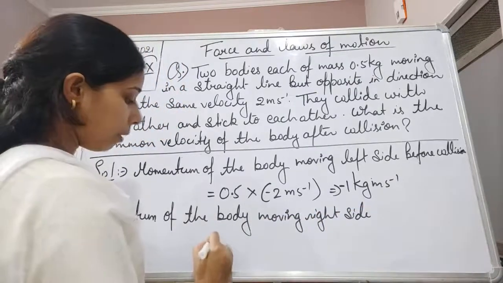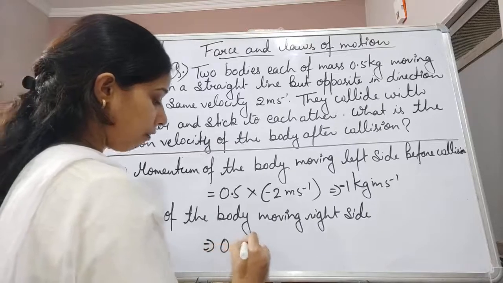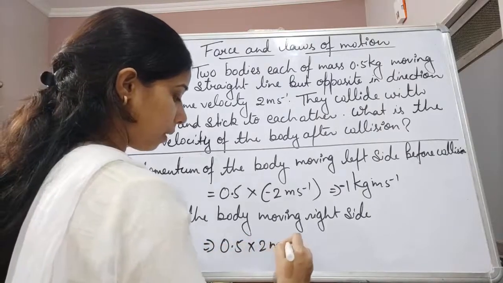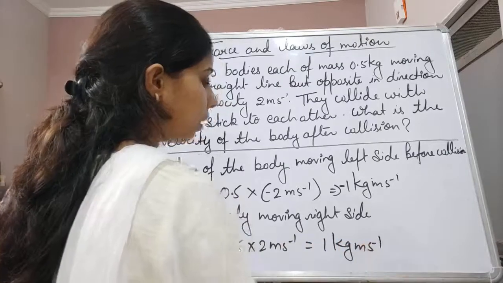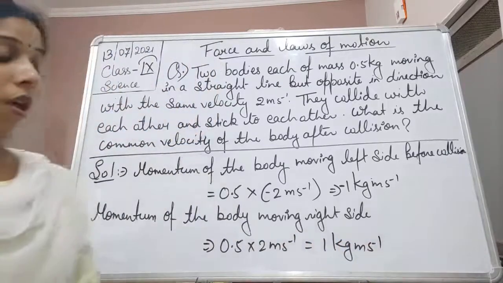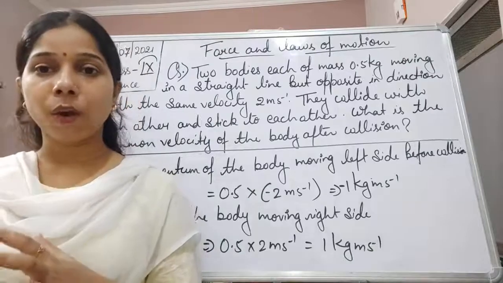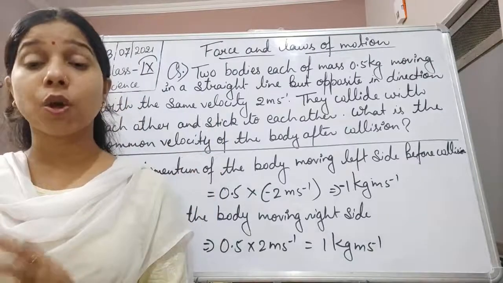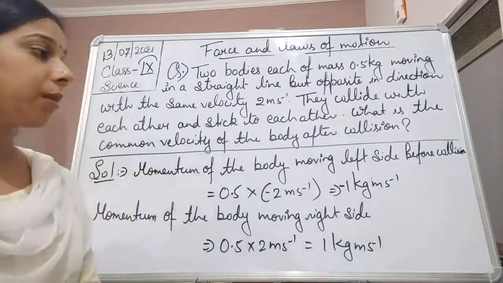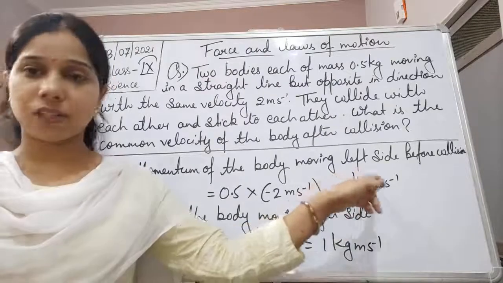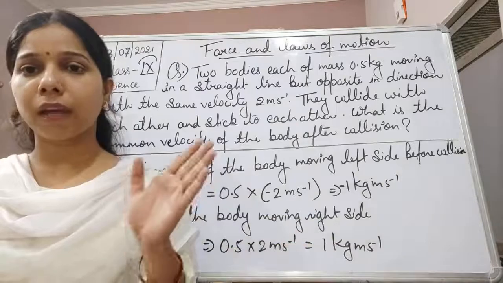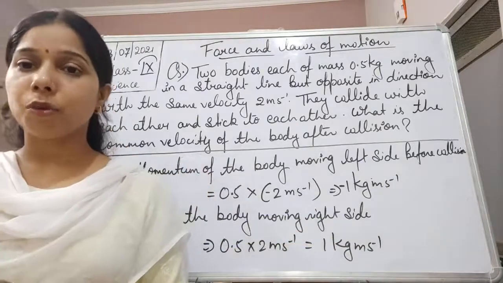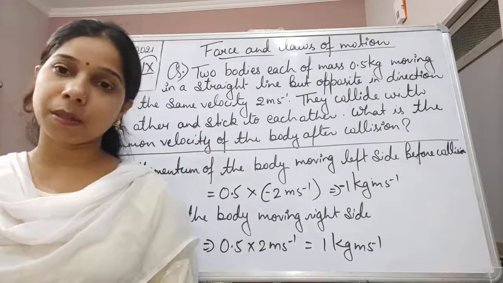So at that time it will become 0.5 into 2 meter per second. This is equal to 1 kg meter per second. So the momentum of the body which is moving to the left side in the opposite direction is -1 kg meter per second, and the momentum of the body which was moving at the right side is equal to 1 kg meter per second.